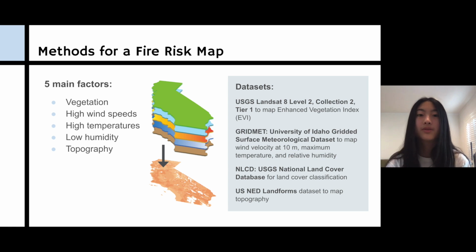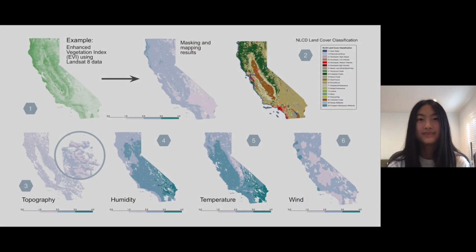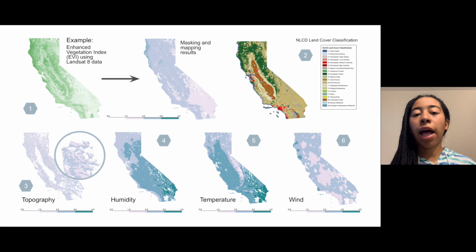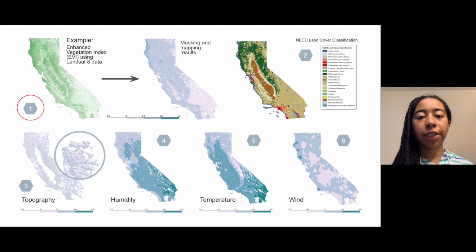We used the USGS Landsat 8 dataset and the NLCD USGS National Land Cover dataset to look at vegetation levels and land cover classification. We also used the University of Idaho's GridMET dataset to map wind speeds, temperature, and humidity. Finally, the USNED landforms dataset was used to map topography and landform classification. Here's an overview of the algorithm we used in our risk map. In Figure 1, we show an example of our risk scoring, specifically for vegetation.